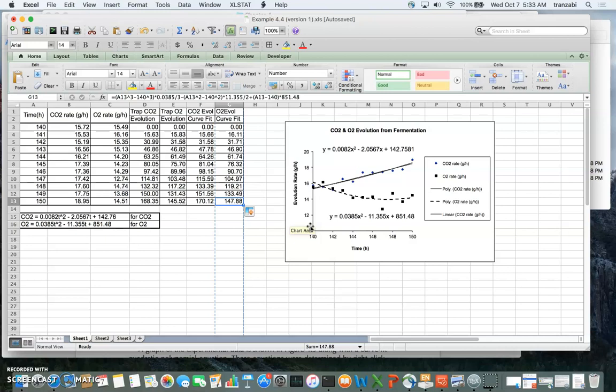All right, so that was how we can use trend line and show the equations on the curve using spreadsheet. I think this is the end of chapter 4.